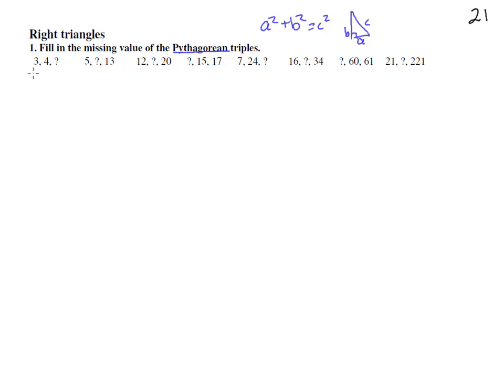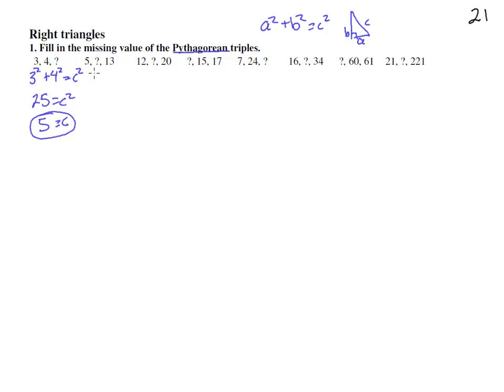So in this one we are going to have 3 squared plus 4 squared equals c squared. We can do this one. That's 9 plus 16 is 25 equals c squared. So c would be plus or minus 5, but negative 5 doesn't make any sense for the length of a hypotenuse. So c is going to be 5.